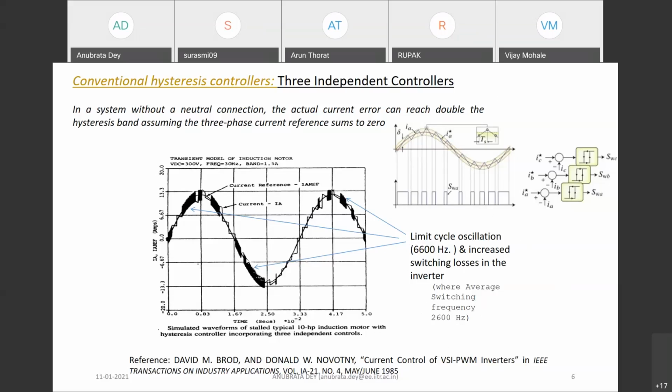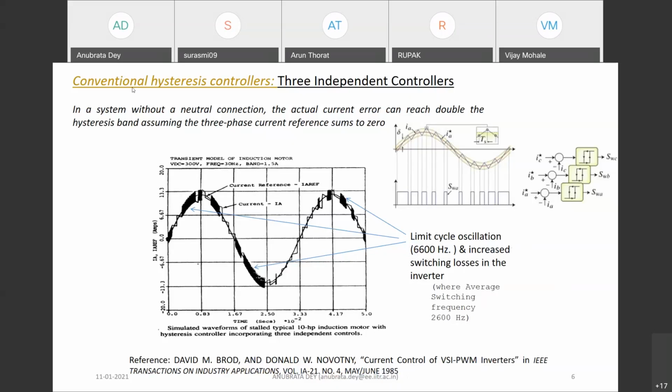There are multiple switchings, and those switchings happen uncontrollably. That is called limit cycle oscillation, and it may go up to 6.6 kilohertz as observed in this particular application. It is also referred to in the same paper, an old paper, a 1985 paper. And not only that, if you do this kind of application, induction motor or grid application, you may also face this kind of problem.